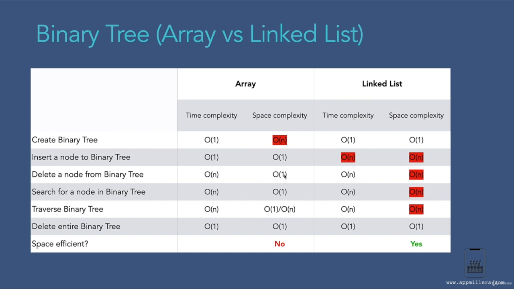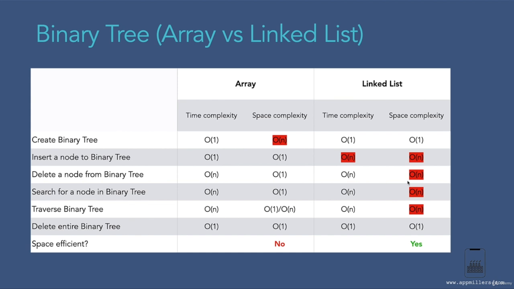Now the space complexity is O(1) because in this case we are just updating the value of cells. So an extra space is not required to perform this operation. Now in case of linked list, the time complexity for deleting a node from binary tree is O(n) because here again we are using level order traversal to find a node and replace it with the deepest node, so that's why it will take O(n) time complexity.